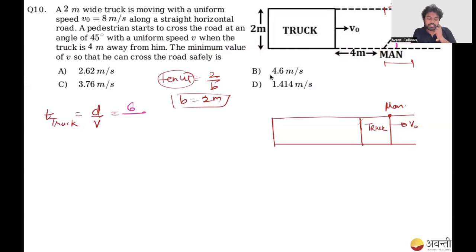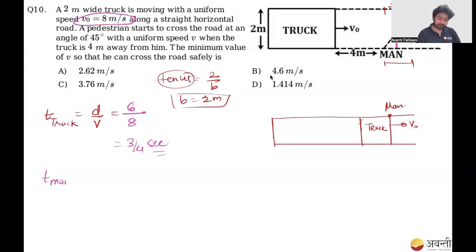Divided by the velocity of the truck. It is given as 8 meters per second in the question. So divided by 8, this is the time, that is 3 by 4 seconds. Now, how much time did the man take?